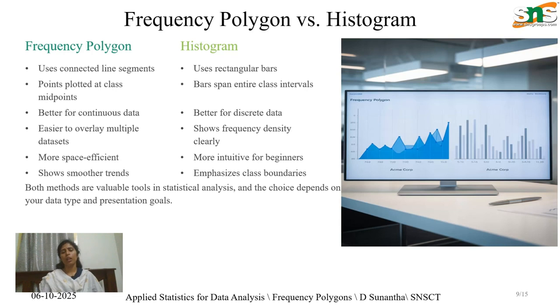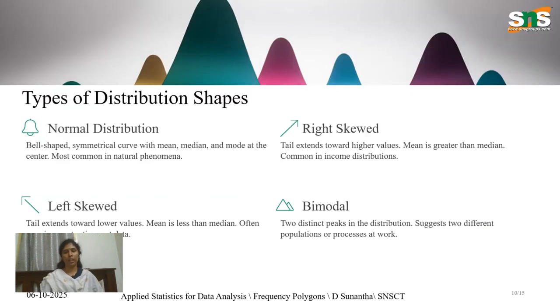Next, it is better for discrete data and shows frequency density clearly. This is more intuitive for beginners and emphasizes class boundaries. So both methods are valuable tools in statistical analysis, and the choice depends on the needs of the data which is to be represented.